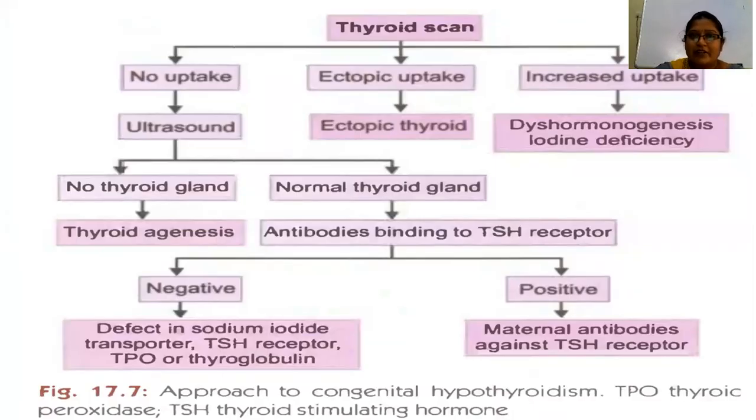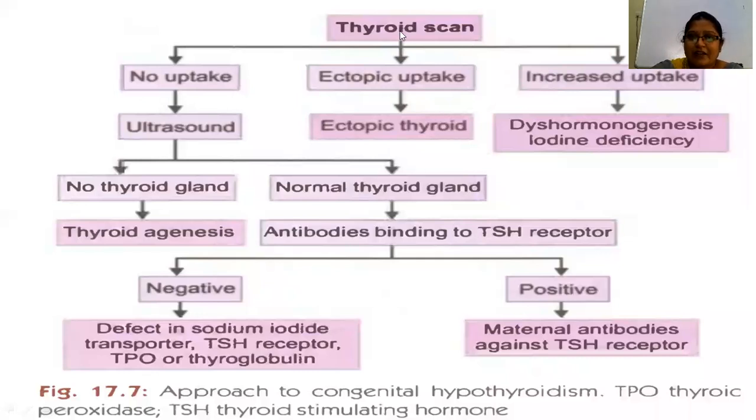So how do we evaluate congenital hypothyroidism? First thing is we have to assess T3, T4 and TSH. So the hormones T3 and T4 are decreased and TSH is increased, and then we have to do ultrasound and then thyroid scan. Okay. So this flow chart is important. Congenital hypothyroidism is very important. They can ask you in theory exams.